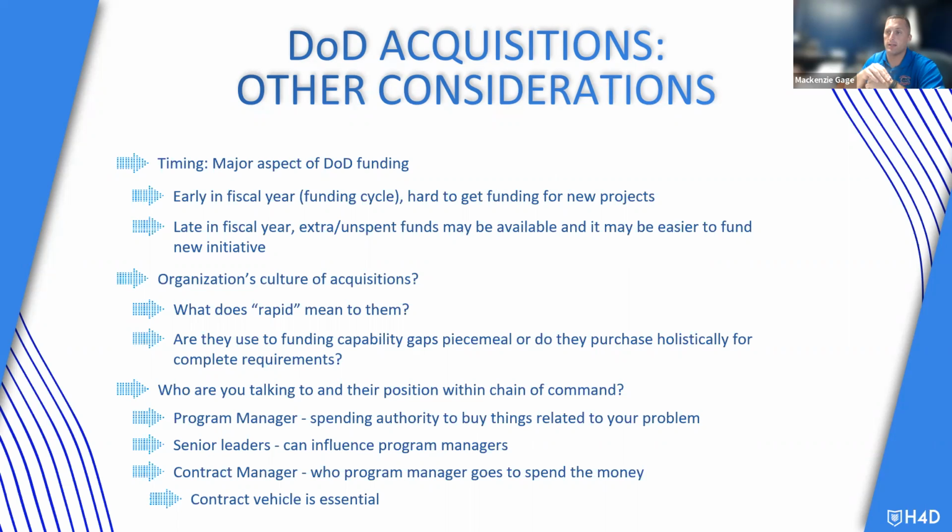The program manager has spending authorities to buy things related to their problem. Senior leaders have a huge influence on both program managers and on the requirements that fall within their programs, because program managers don't come up with their own requirements. They're given those requirements from operating forces. And then contract managers, they are the folks that spend the money the program managers have. So a program manager may want to buy something, but may not be able to unless they use particular contract vehicles.